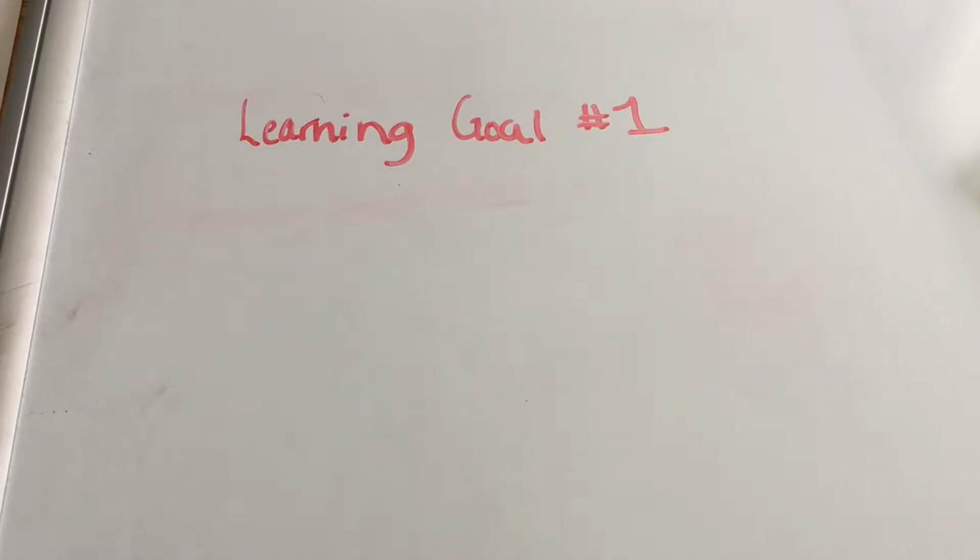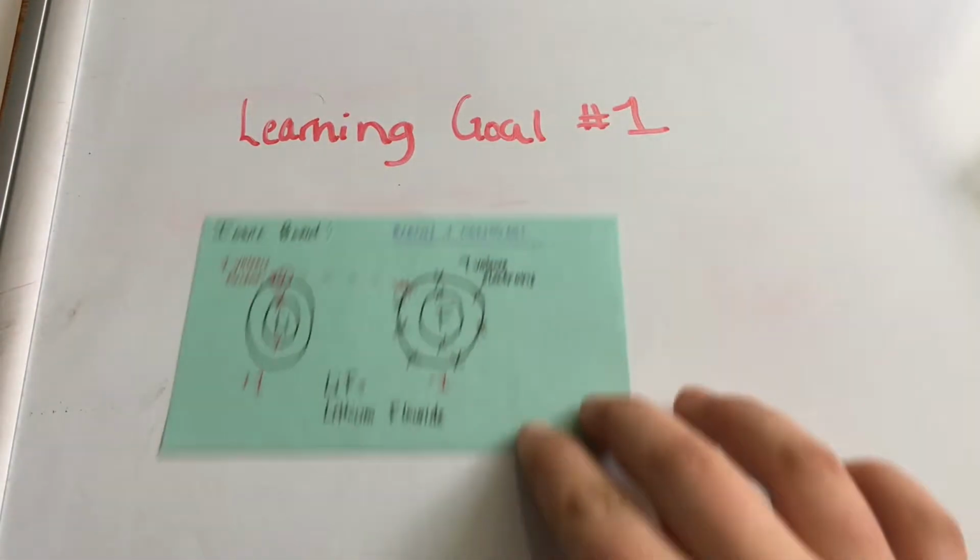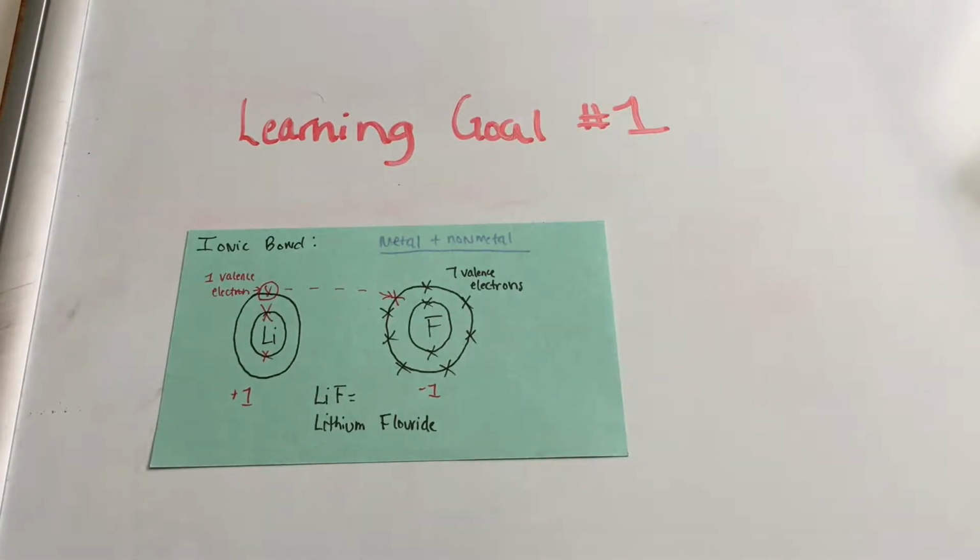Hey guys, it's Megan. So today we're going to be going over Unit 7 Chemistry Learning Goal number 1, which talks about how do you compare and contrast ionic bonds and covalent bonds. So we're going to talk about what an ionic bond is. And an ionic bond is when one or more electrons from an atom are transferred to another atom.